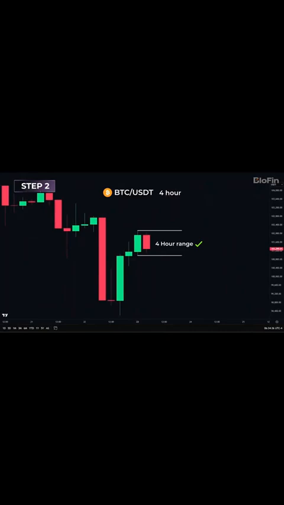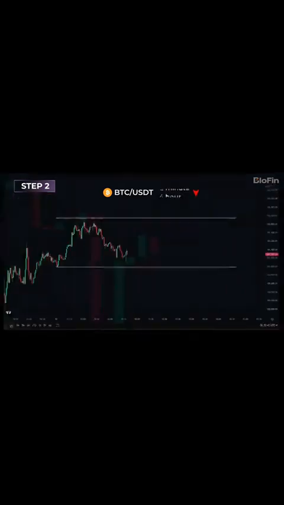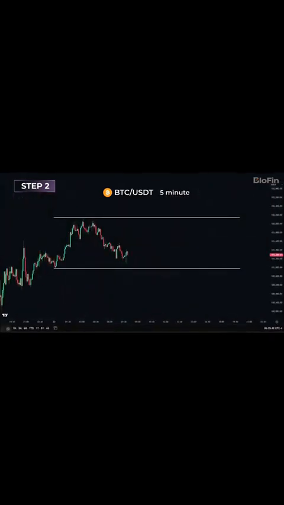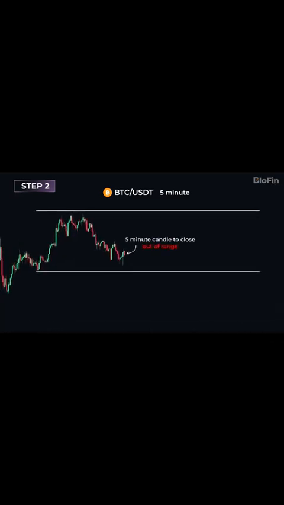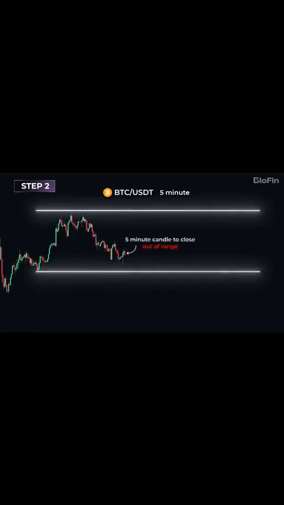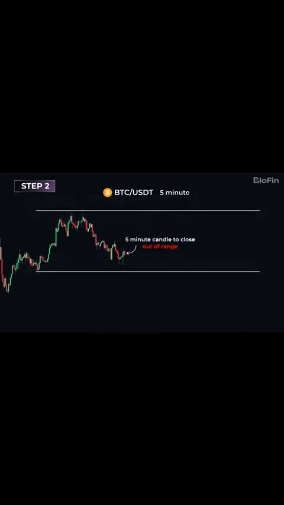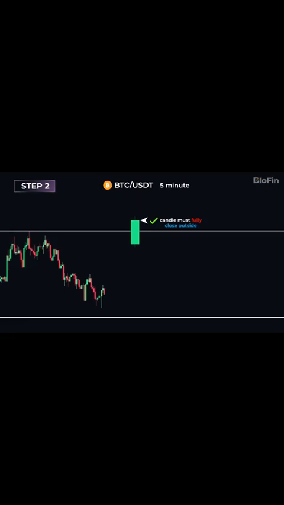So after the 4-hour range is identified, we go down to the 5-minute time frame to look for scalp setups. The setup we're looking for is when the 5-minute candle closes outside of the range, either the range high or range low. But again, the key here is the candle must fully close outside, so wicks alone don't count.